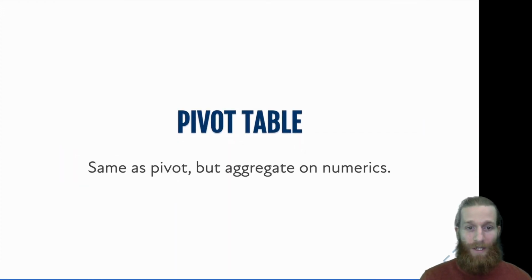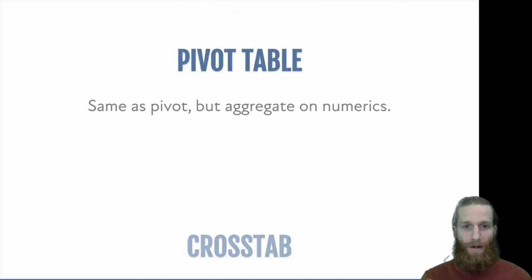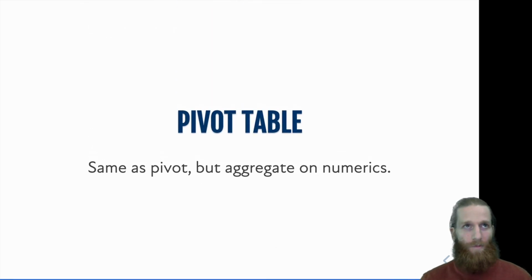Pivot table, I want to mention pivot table. It's the same as pivot fundamentally, or it kind of does the same thing conceptually, but it aggregates on numerics. So if you have more than one, if you have duplicates, you can aggregate. The default is to take the mean on a pivot table, but you can also pass a count, which is going to be like a crosstab, as we'll see. You could also take the sum. You could pass in any aggregation function you want. That's one of the arguments to pivot table.